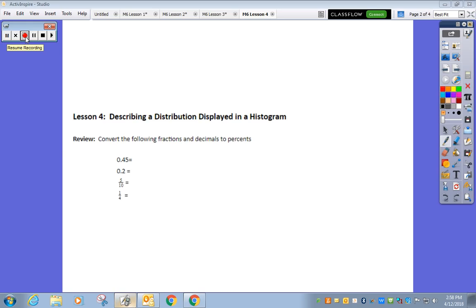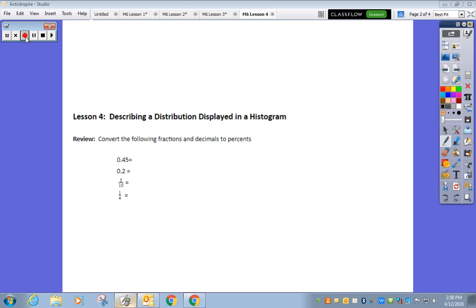Okay, lesson 4 is titled Describing a Distribution Displayed in a Histogram. In this lesson, we're going to need to be able to look and see how to turn fractions into decimals and decimals into fractions. So we're going to review that here at the beginning.